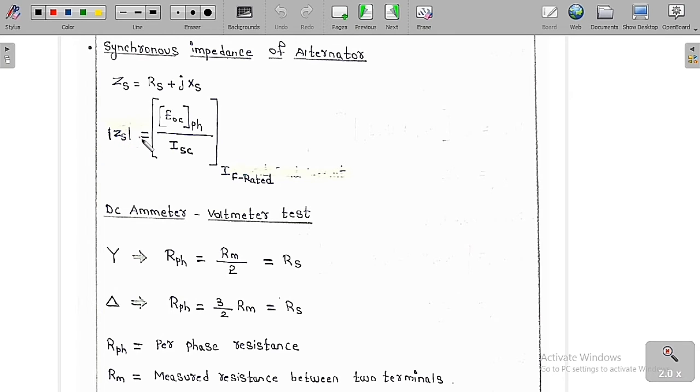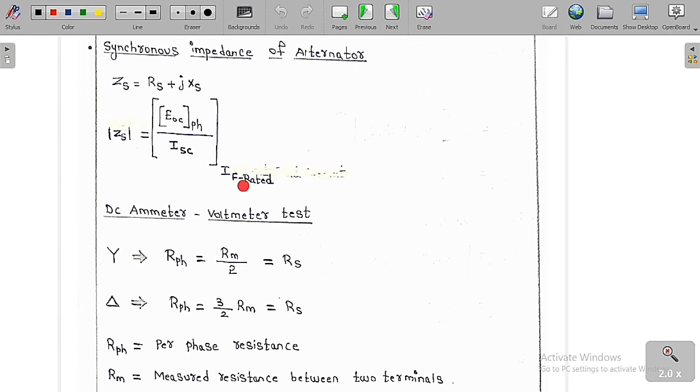So simply we can say that Zs is equal to Rs plus jXs. It is called the synchronous impedance of the alternator. The magnitude of Zs is equal to the ratio of the open circuit per phase voltage by the short circuit current, also called the rated armature current, at constant IF. IF should always be constant.